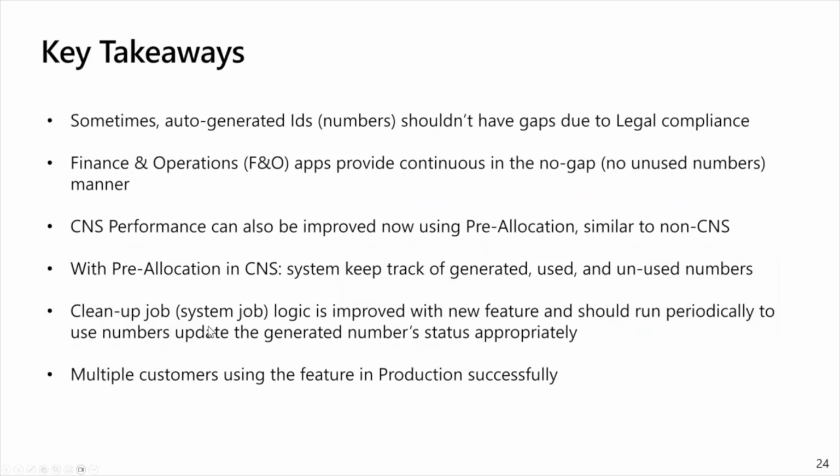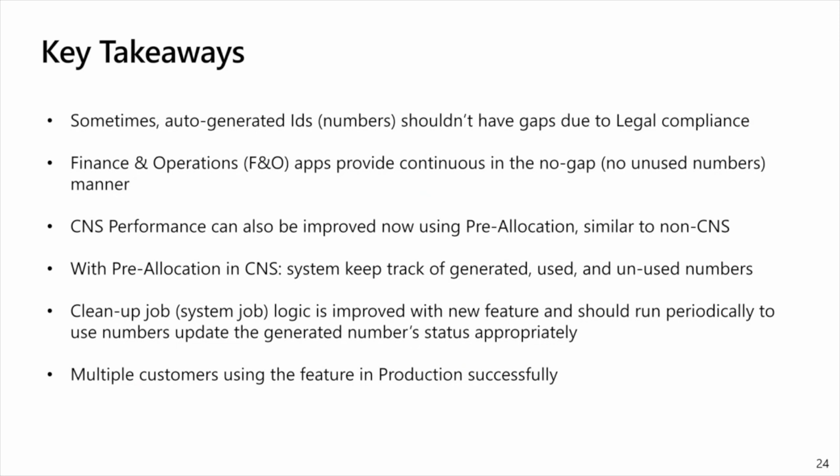Okay, so I'm on my second last slide. Some final recap or key takeaways here for everyone. We do have businesses where we need auto-generated numbers that should not have any gaps, primarily due to legal compliance reasons. If you have those reasons, yes, you should use continuous number sequence. FNO also, keep in mind, does provide number sequences, but in a no-gap manner. It's not like the numbers will be in sequence and will not have any gap.